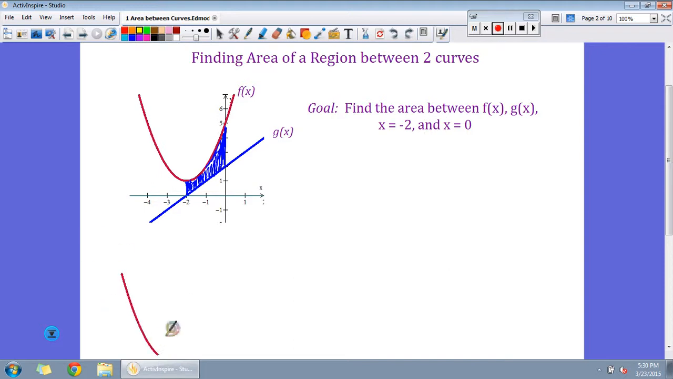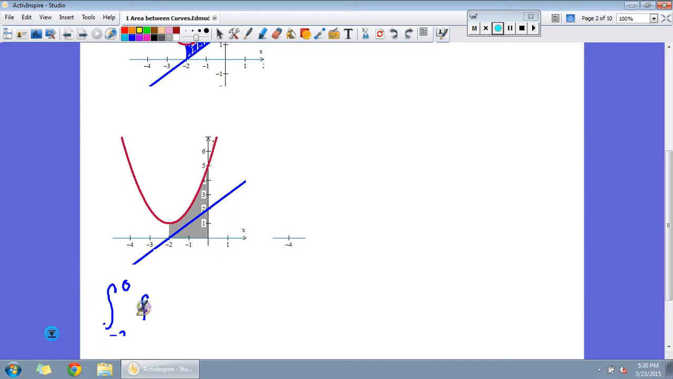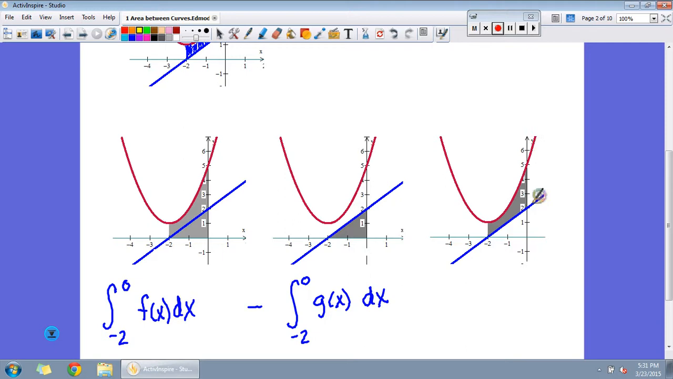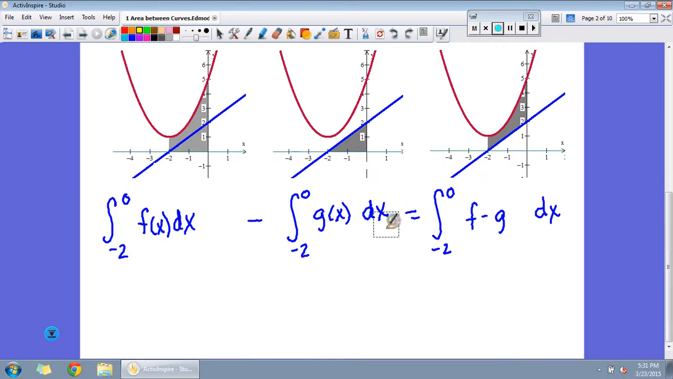So we're going to look at the area underneath f of x. It goes all the way to the x-axis. And we write that integral as the integral from -2 to 0 of f of x dx. And what we want to do is get rid of the area that's underneath g of x. So we're going to subtract the area under g of x on the same interval. So to get just the area in the middle, we're going to have the integral from -2 to 0 of f of x minus g of x.